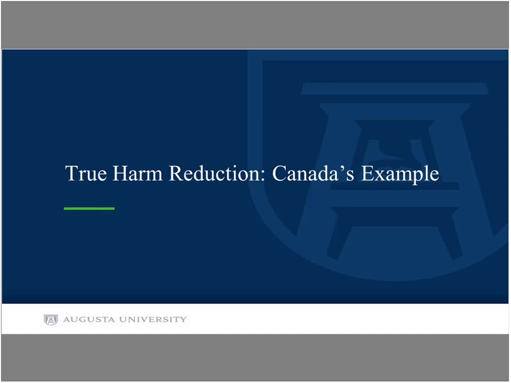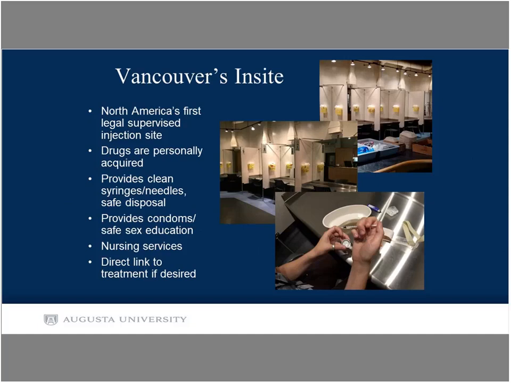So one example that has not been tried in the U.S. but is promising in Canada is Vancouver's Insite program. It's North America's first legalized injection site, something that the U.S. may want to consider to cut down on the number of overdose deaths. The drugs have to be personally acquired, but the injection site provides clean syringes, needles, safe disposal, as well as safe sex education, nursing services for individuals who have health care concerns, and then a direct link to substance use disorder treatment if the individual is interested in seeking treatment.